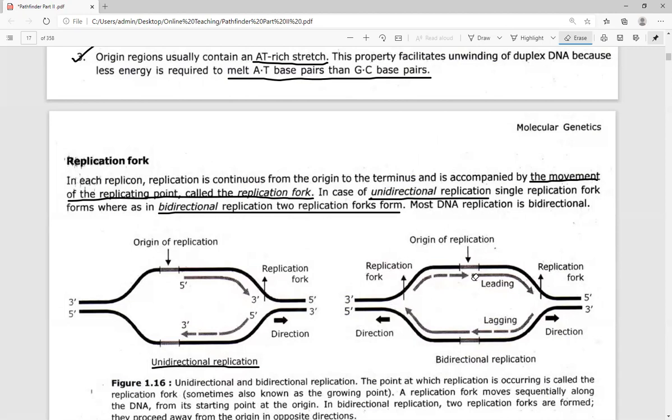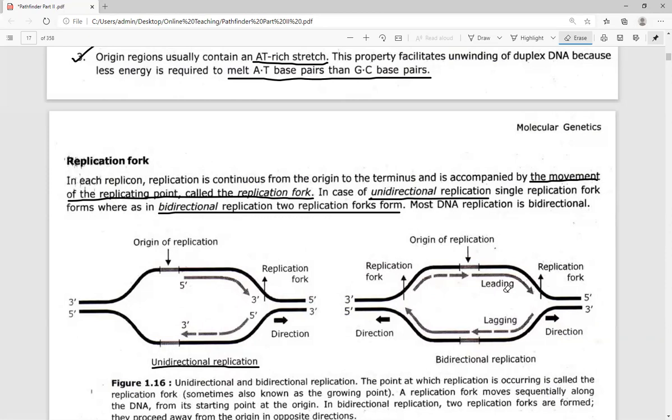Now, from the origin of replication, you can find there is continuous biosynthesis over one strand of the DNA. This strand is said to be the leading strand, and on the opposite strand there is discontinuous biosynthesis that takes place, and this is referred to as the lagging strand. The synthesis in the case of the leading strand is continuous, and the synthesis in the case of the lagging strand is discontinuous. This is how the strands are biosynthesized.